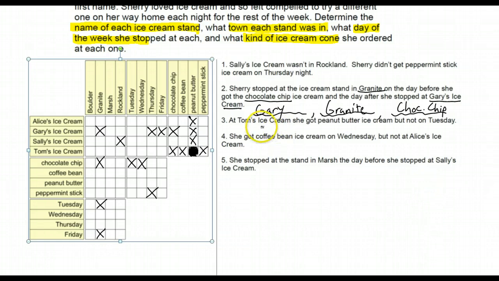And it also says Tom's ice cream is not on Tuesday. So I'm going to mark that. And that also means that peanut butter ice cream is not on Tuesday. So I'm going to mark that also. To finish this puzzle, I need to keep going with these clues and fill in what I know, and then reread the clues until I have all of the answers. All of these statements have to be true to finish this puzzle.